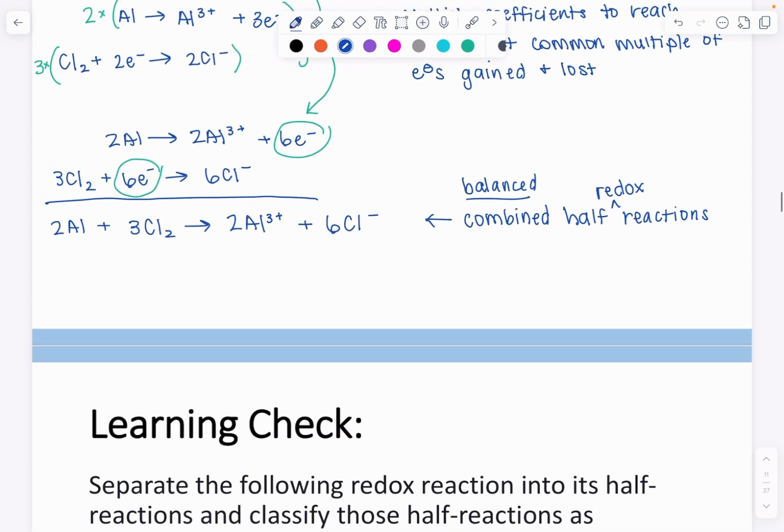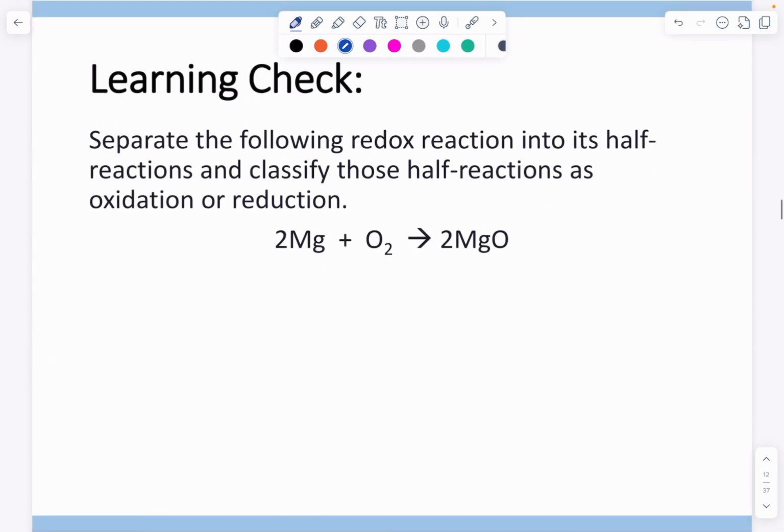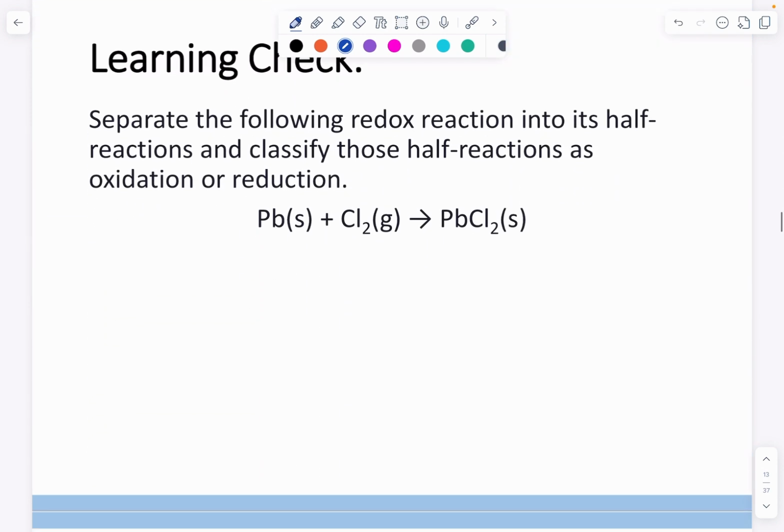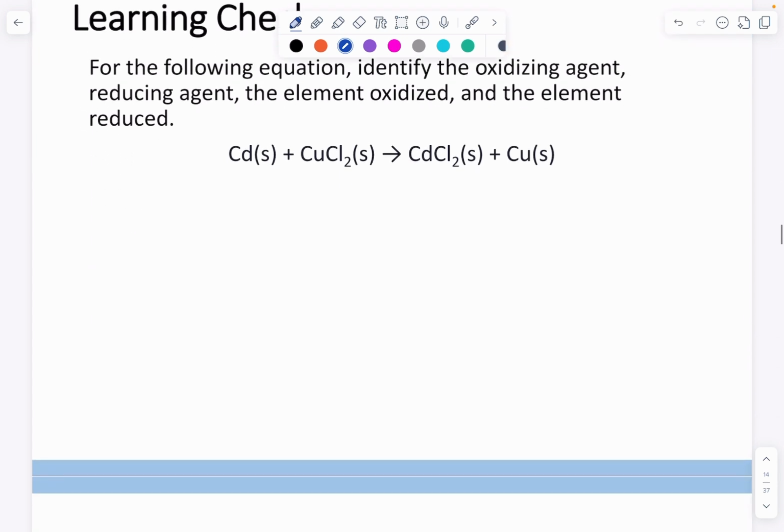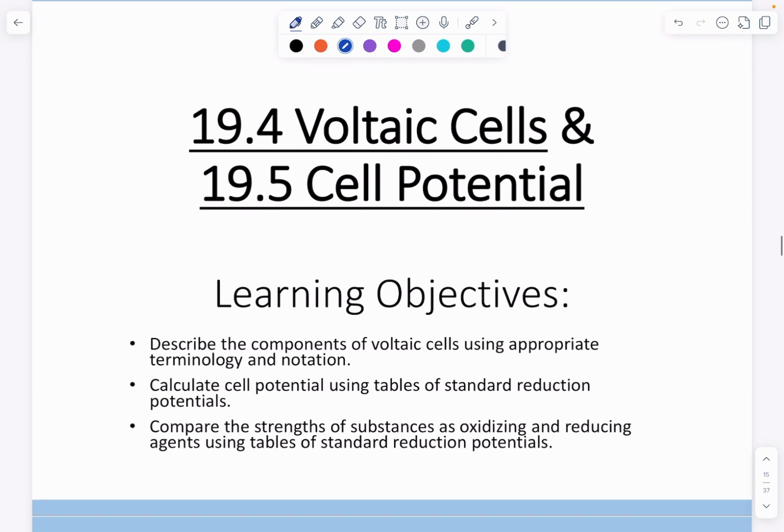Okay, next slide is a learning check, so we'll skip this and do it in class. And the next slide, and the next slide. So we'll go to 19.4 now. These sections are about voltaic cells and cell potential, so I've combined them here. We'll talk about voltaic cells, we'll calculate cell potential, and then we'll talk about different substances that are good oxidizing or reducing agents.